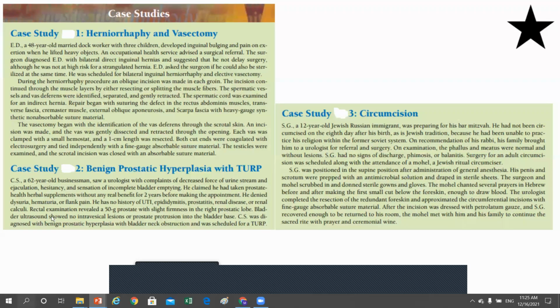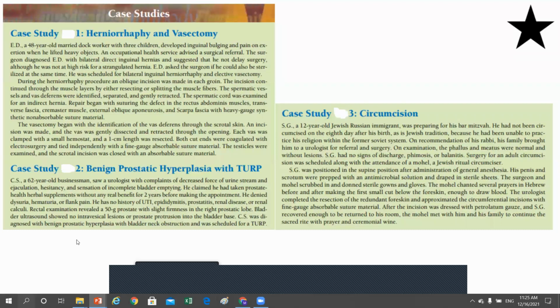Bladder ultrasound. Another investigation was done. We had a picture of the urinary bladder through an ultrasound machine. It showed no intravesical lesion, no lesion inside the bladder, or prostatic protrusion into the bladder. If the prostate is enlarged, it can press the urethra, and it can also push into the bladder. That is not there in this case. Bladder ultrasound does not show this.